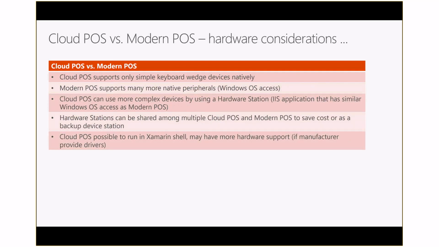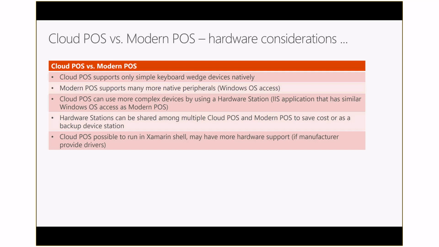A little bit more about the hardware considerations, as a continuation from the previous slide. Cloud POS supports simple keyboard wedge devices natively. This is simply because the Windows OS or the browser does not allow access closer to the native peripherals, which is something that Modern POS allows. Therefore, Modern POS can deal with all the hardware without necessarily needing a hardware station. But Cloud POS can use a hardware station to access the same hardware also.